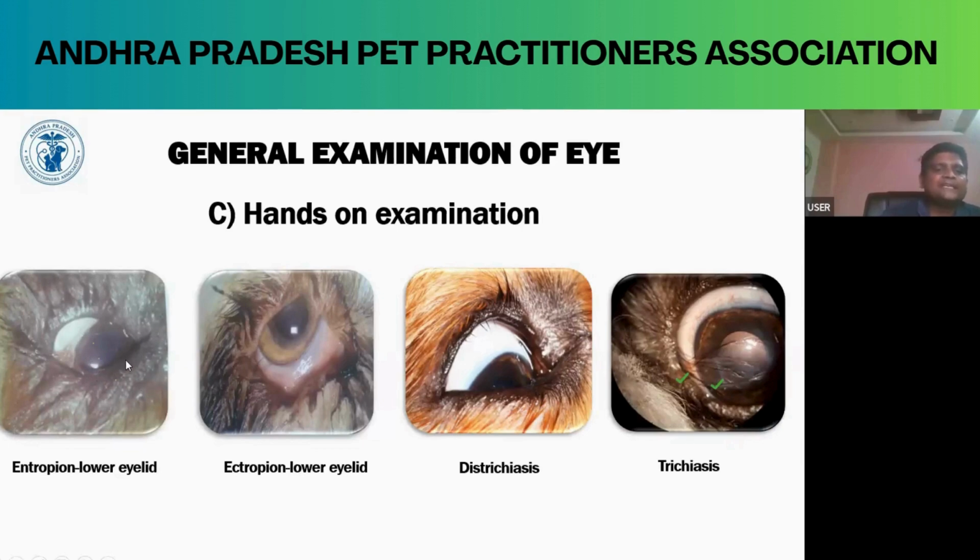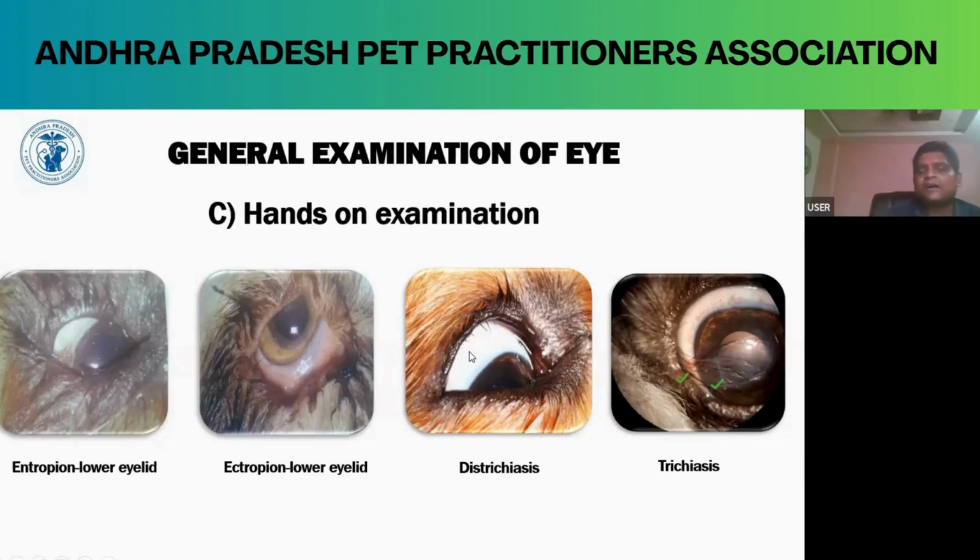Here, you can see the margin of the lower eyelid. At the lateral side, you can appreciate the eyelashes, whereas in the medial side, we can see the inversion towards the globe. That is nothing but the entropion. Whereas in the second picture, you can appreciate the ectropion at the lower eyelid. We can clearly observe the outward turning of the lower eyelid here. This is nothing but the ectropion.